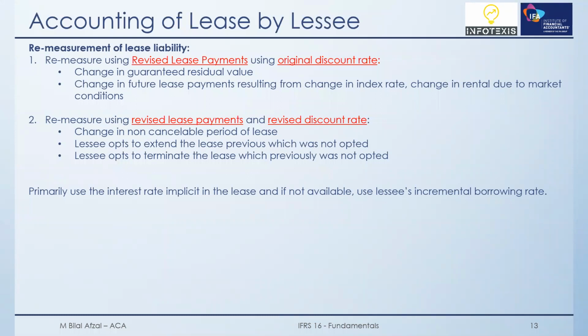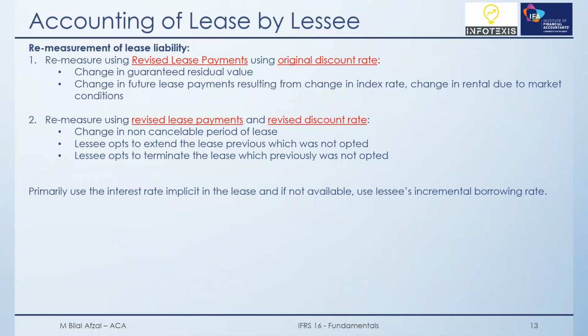The second thing is, standard says that if these two are not the scenario, it may be different. For example, the non-cancelable period may change from 3 to 5 years. Or in scenario one, the lessee may have opted not to extend the lease period, but now after 2 years, the lessee may say that no, I will exercise for the full term. Or previously the lessee estimated that it will not terminate the lease, but now the lessee estimates that it would be terminating the lease.